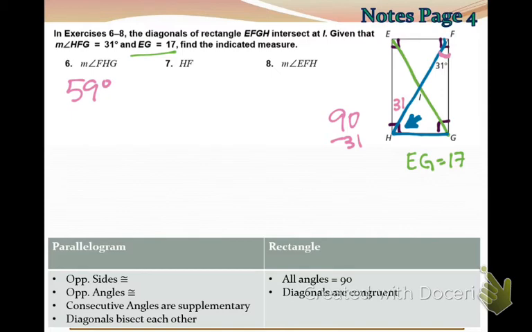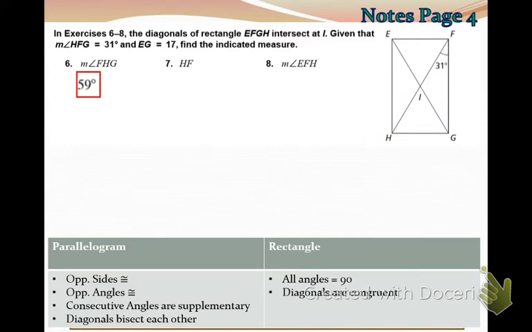Yeah. So he sees that this is a triangle. So add 31 and 90, and then subtract from 180, and you'd still get the same answer. Okay? Perfect. So we got 59 down here.